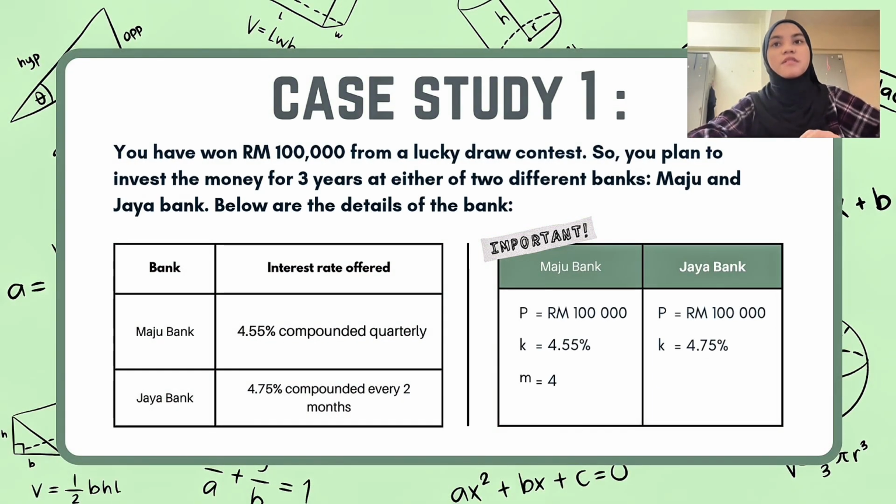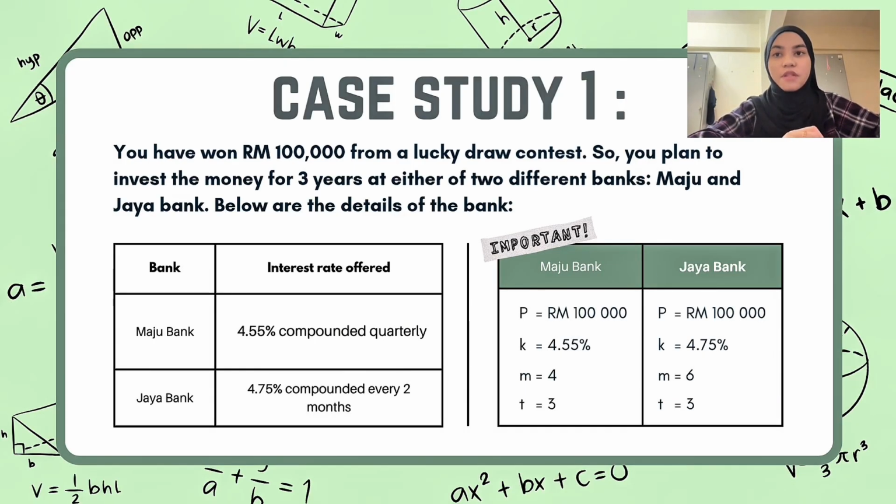Case study 1. The situation is you have won 100,000 ringgit from a lucky draw contest. So you plan to invest the money for 3 years at either of two different banks, Maju Bank and Jaya Bank. Below are the details of the banks. Maju Bank offers an interest rate of 4.55% compounded quarterly. Jaya Bank offers 4.75% compounded every 2 months.